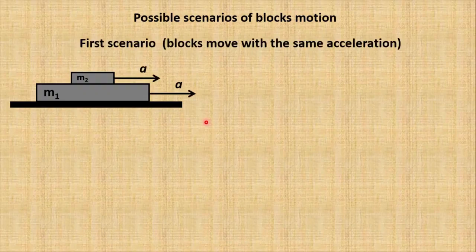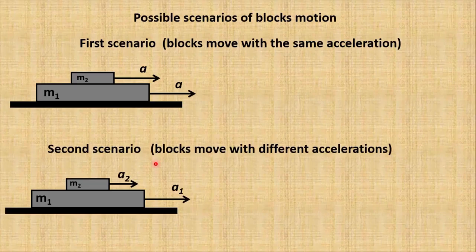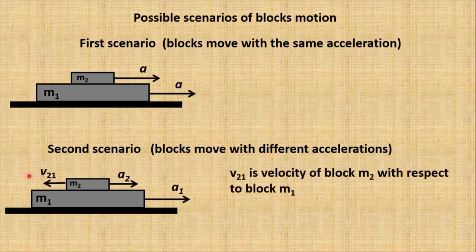So the first possible scenario is that the blocks move with the same acceleration. Very simple scenario. The second scenario, more complicated, is when the blocks move with different accelerations. In this case, the upper block can move with respect to the lower one. And we denote the velocity of motion of the second block with respect to the lower as v21.